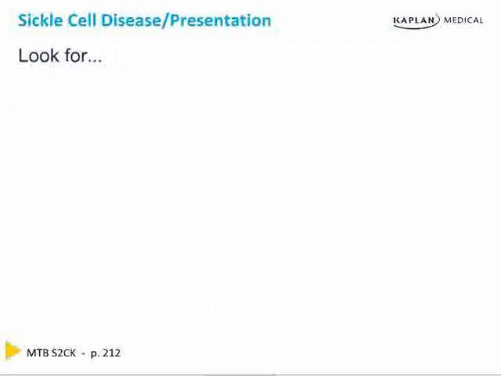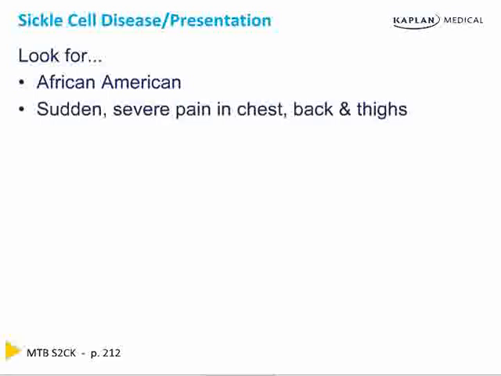So before I get a blood smear and electrophoresis, how will I suspect it or answer the most likely diagnosis of sickle cell? The answer is you're going to look for an African-American person with a sudden onset of pain in the back, the chest, the thighs, and they may have a fever. Now, we don't know why it's pain in the thighs. It's just not clear, but we do know that that's the presentation.